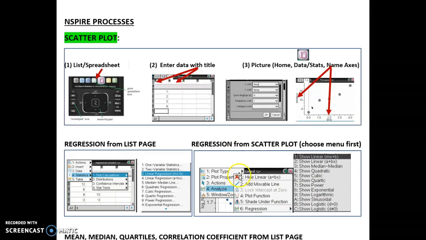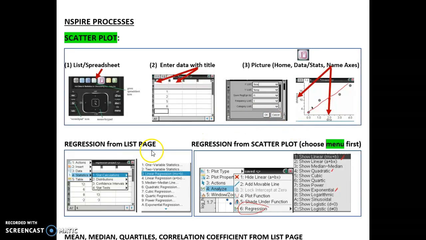Now, we can do linear regression from the scatter plot. That's going down to this part right here. If we were at this page, you could click Menu. You want to click Menu first, and then you would click number 4, Analyze, and you could choose the regression. And there's a whole bunch of regressions that you could choose. Linear is the most popular, but we do work with quadratic right here, and we do work with exponential. Most of the other ones we don't work with. So it's either going to be linear, quadratic, or exponential. Most of the time it's going to be linear. The line of best fit would fall somewhere right here.